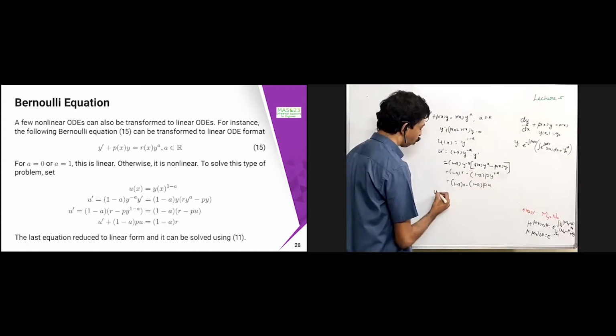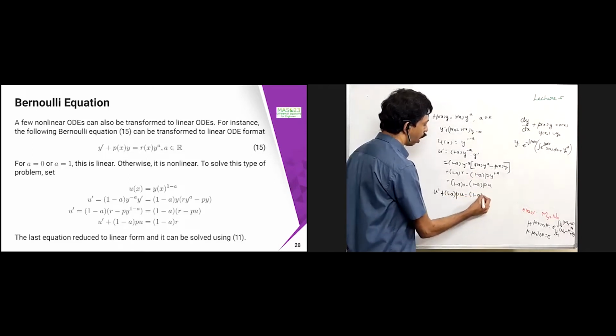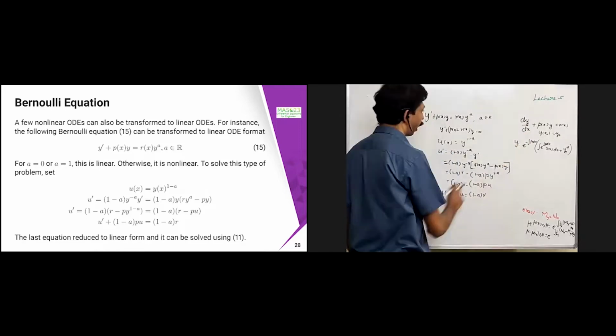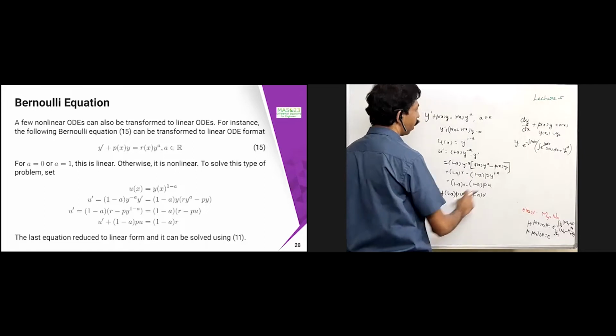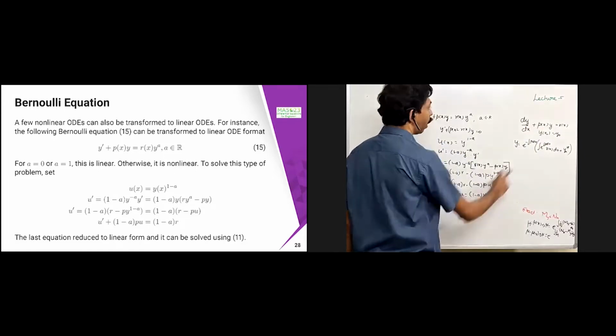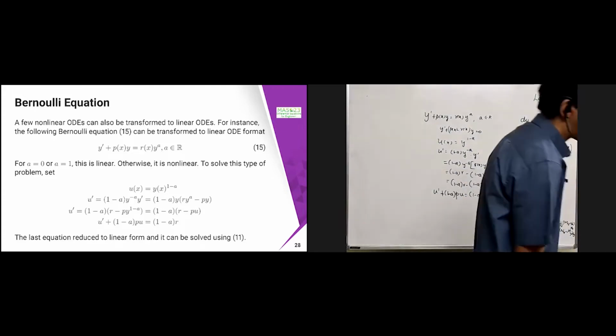So I can write this as u dash plus 1 minus a into pu equal to 1 minus a into r. So this is same as this one. Okay, you can solve this problem. So u dash, in the place of p you have 1 minus a into p, in the place of y you have u, and in the place of r you have 1 minus a into r. So this one you can solve and then you can apply the solution.